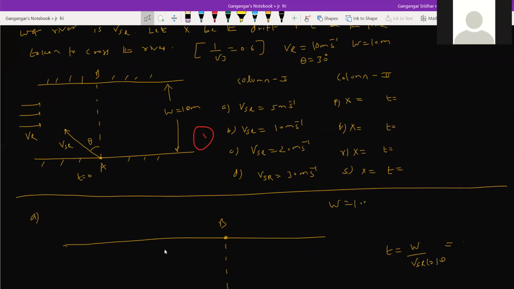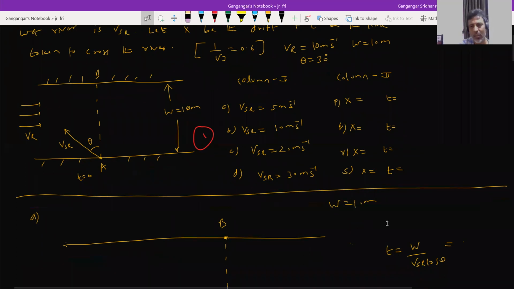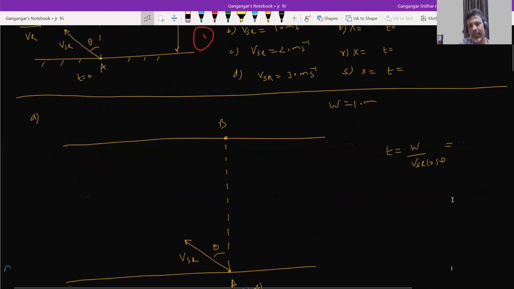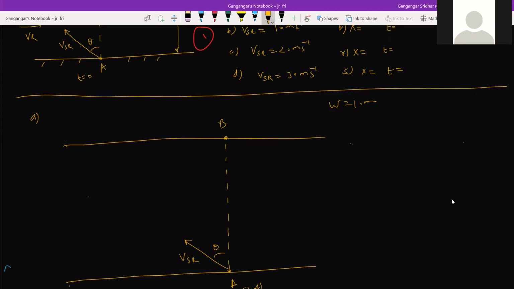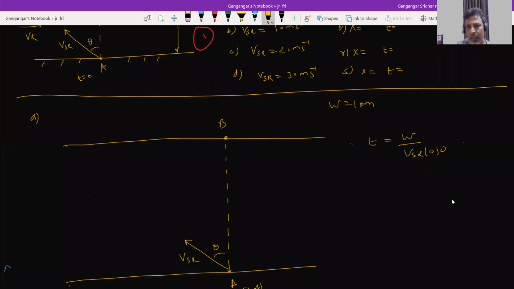Sir, W by VSR sin theta? No, look, once I changed the diagram, you can't. That's why I told you, in physics you can't just say, sir, I know the formula, I'll manage. Based on the situation you work out. How is theta? Theta with respect to vertical, I took here. Formulas will change if you can't just stick to a particular theta; what happened with respect to normal, I put it. So therefore, time taken is equal to W by VSR cos theta.